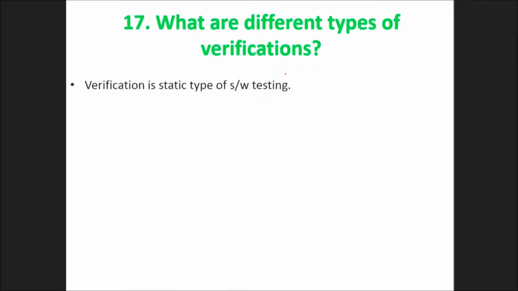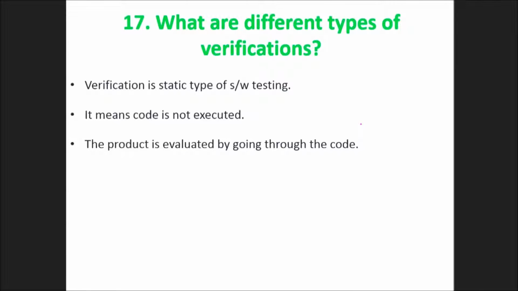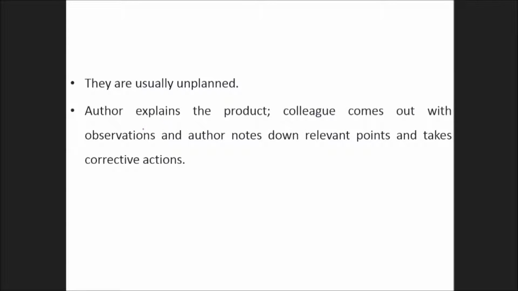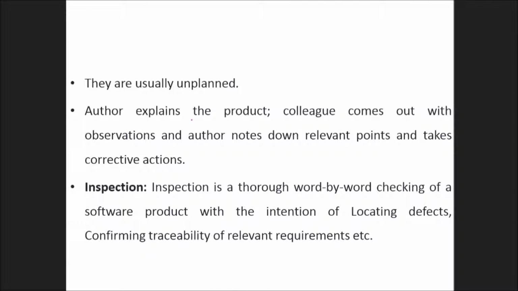So verification is a static type of software testing. It means code is not executed, and the product is evaluated by going through the code. The types of verification are walkthroughs. Walkthroughs are informal, initiated by the author of the software product to a colleague for assisting in locating defects or suggesting improvements. They are usually unplanned, and the author explains the product. Colleagues come out with observations, and the author notes down the relevant points and takes corrective actions.